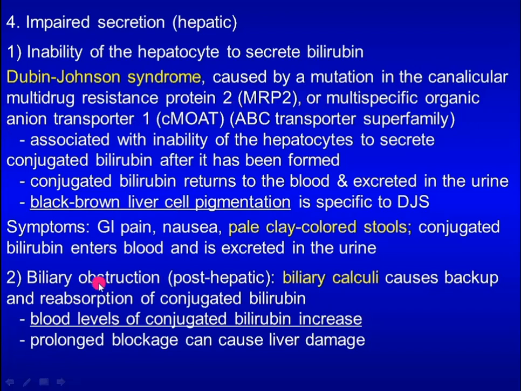Biliary obstruction causes backup and reabsorption of conjugated bilirubin. As a result, blood level of conjugated bilirubin increases.